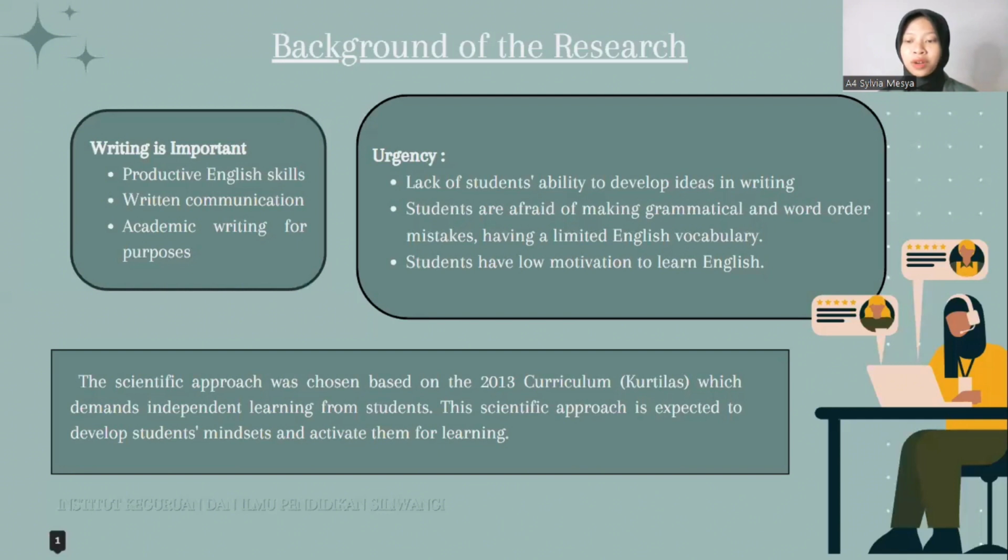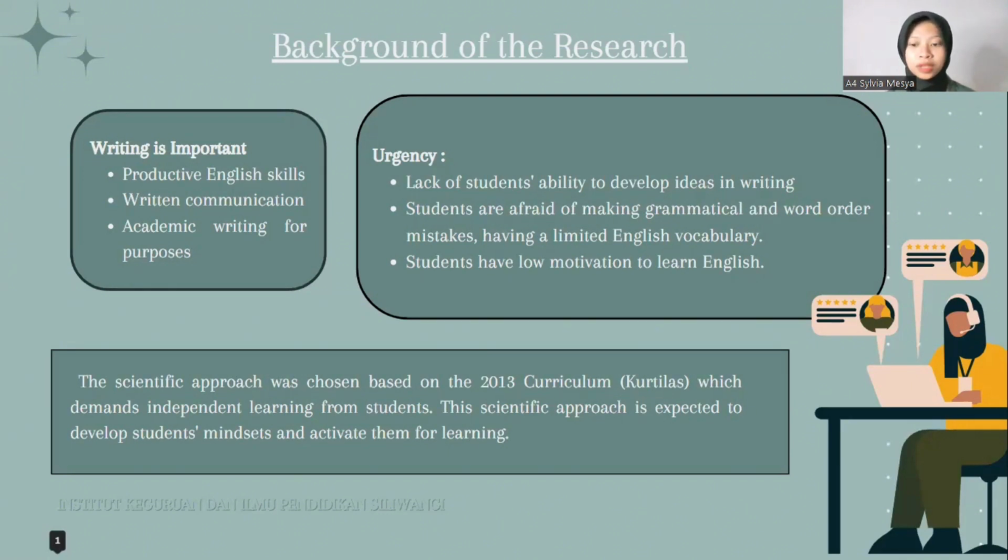The first is background of the research. In the background of the research, there are three sections that are highlighted. The first is writing is important. The second is urgency or gap of the research. And the last is solution of urgency of the research.